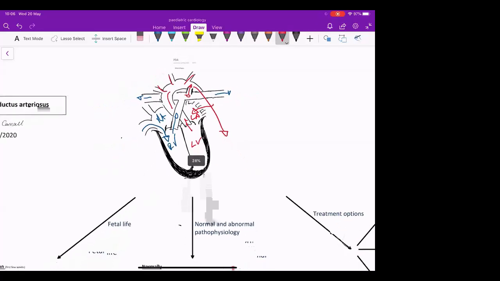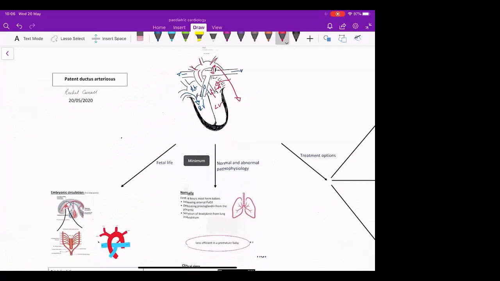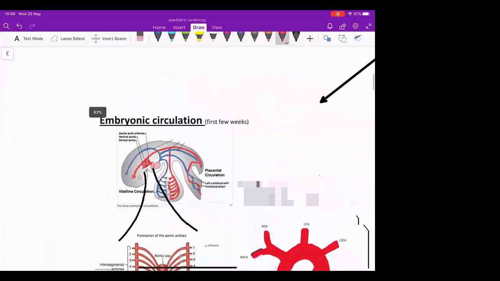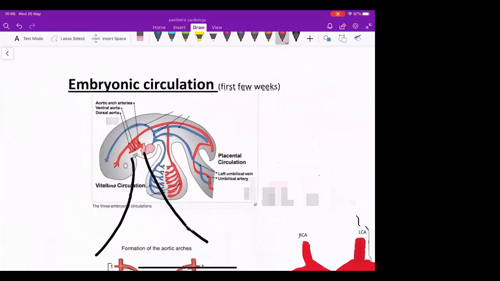So for funsies, we'll go to the fetal life just to wake you all up, and where it came from, because I found this really interesting. Naturally, I'm a nerd. But it was quite helpful to understand where it came from, because it actually makes a lot of sense with things like head and neck anatomy when you get vascular rings and stuff like that. So right, here we go.